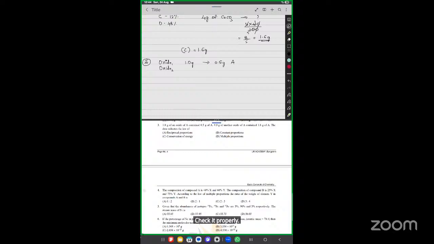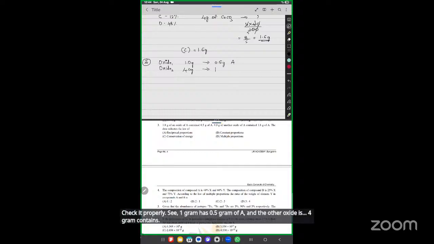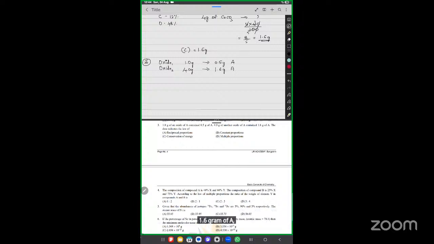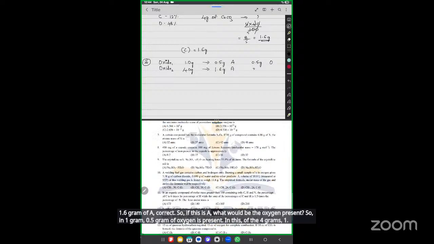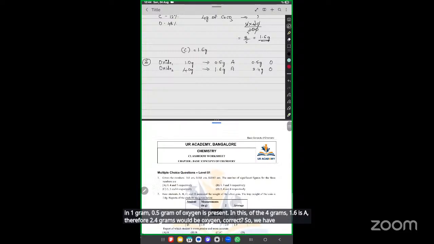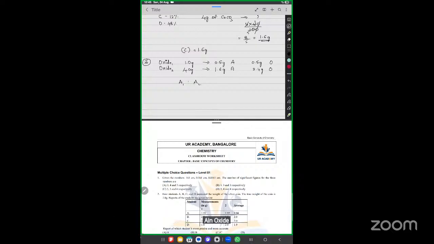See here, 1 gram has 0.5 gram of A and the other oxide is 4 gram which contains 1.6 gram of A. Correct. So if this is A, what would be the oxygen present? In 1 gram, 0.5 gram of oxygen is present. In the 4 grams, 1.6 is A, therefore 2.4 grams would be oxygen. Correct. So if I want the ratio of A in oxide 1 to A in oxide 2, what I do is fix the mass of oxygen. Is that correct?